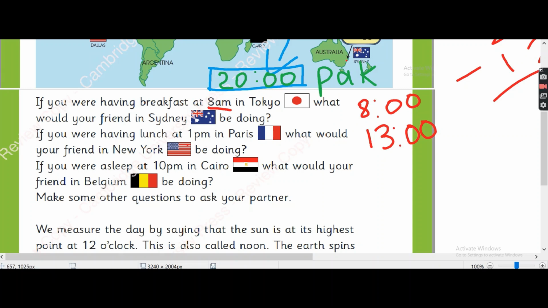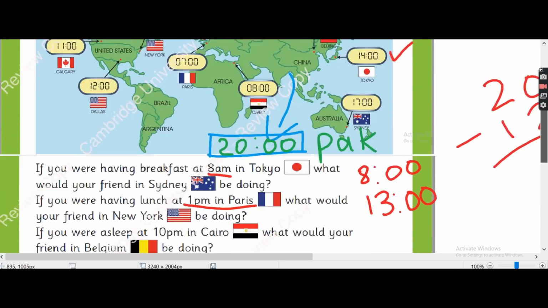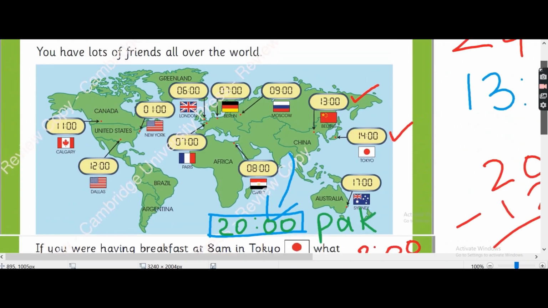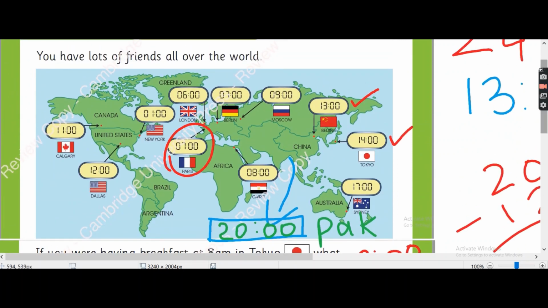If you were having lunch at 1 p.m. in Paris, what would your friend in New York be doing? Okay, if it is 1 o'clock in Paris, let's see where Paris and New York are on the map. Paris is right here, New York is right here. How much is the time difference? Here it is 1 o'clock, here it is 7 o'clock. The time difference is 6 hours. Paris is 6 hours ahead.